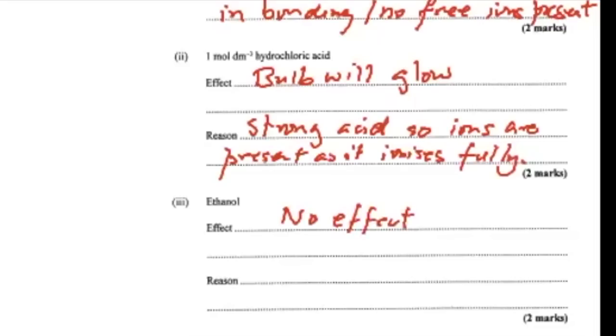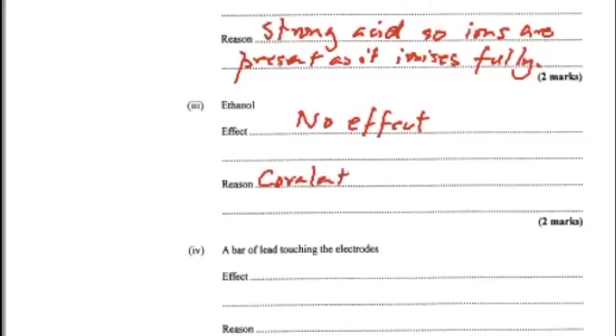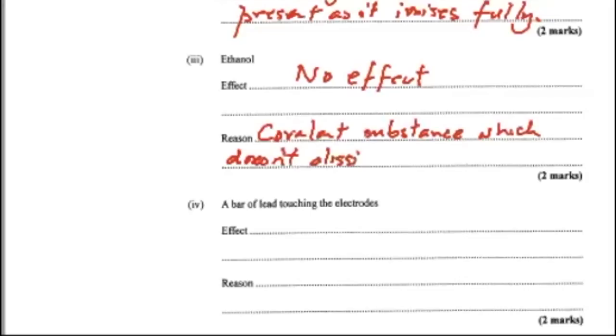And then for this one, ethanol, we expect no effect on the bulb. So ethanol is a molecular or a covalent substance. It's a molecular compound which does not dissociate into ions.